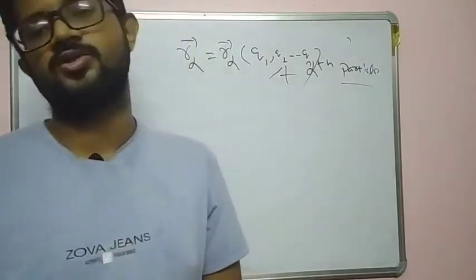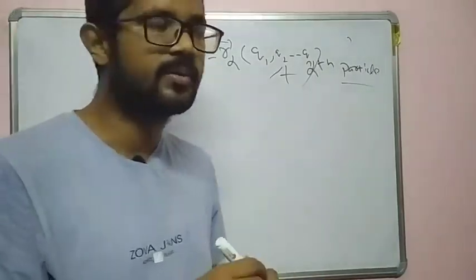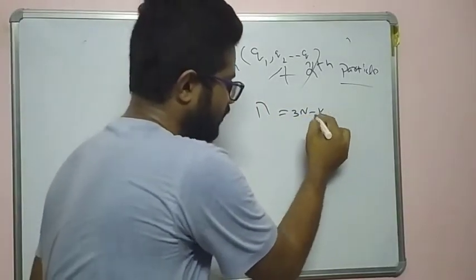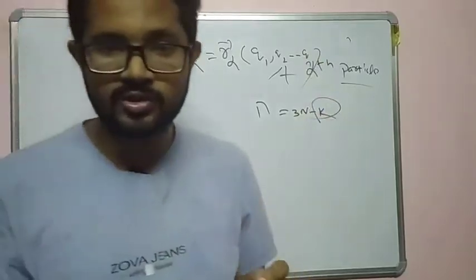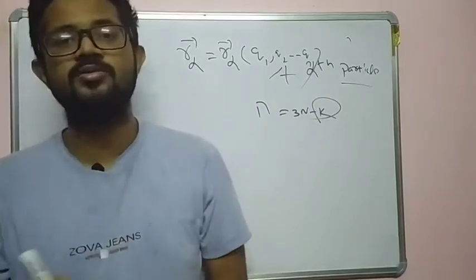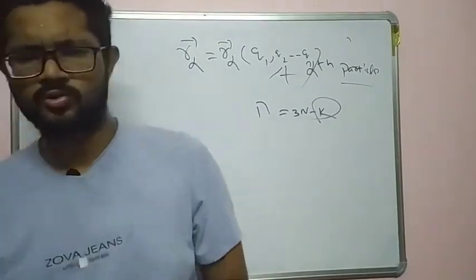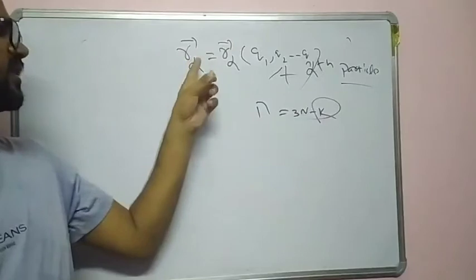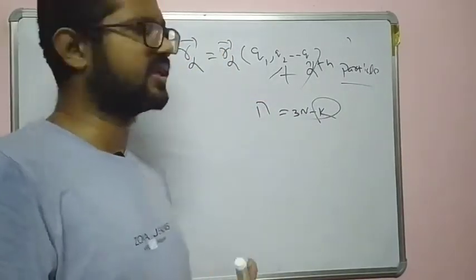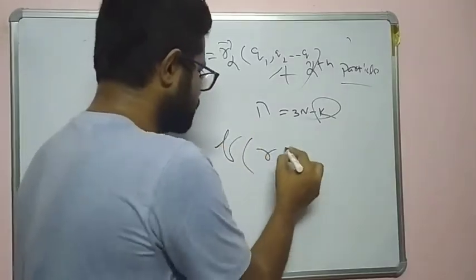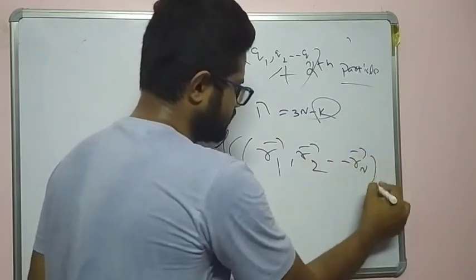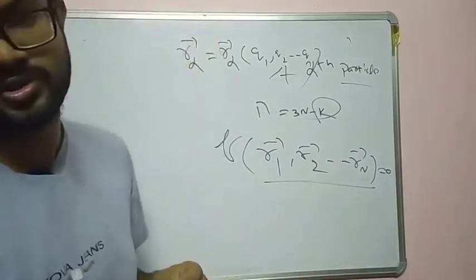How can you find the generalized coordinates? By simply calculating the degrees of freedom. How can you calculate the degrees of freedom? By this formula, 3n minus k. What is this k? k is nothing but the number of constraint equations. The constraint equation is the holonomic constraint equation, that is a function of the position vectors equal to 0, and these r vectors will satisfy the holonomic constraint equation. That's why I am writing f of r1 vector, r2 vector up to rn vector is equal to 0. So it is satisfying the constraint equation.